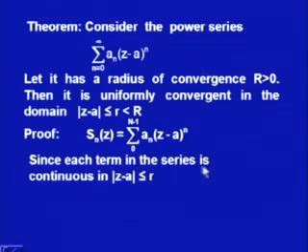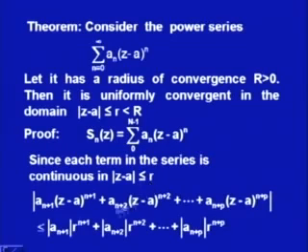Since each term in the series is continuous in |z - a| ≤ r, because each term of this series is a power in z, each term will be continuous in this region. So, we can say that a_{n+1}(z - a)^{n+1} + a_{n+2}(z - a)^{n+2} and so on, plus a_{n+p} multiplied by (z - a)^{n+p}.